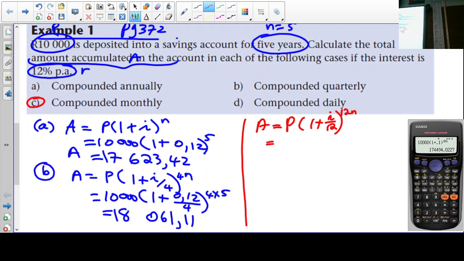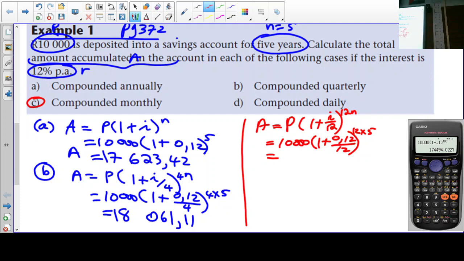That gives us 10,000 into 1 plus 0.12 over 12 to the exponent 12 times 5.